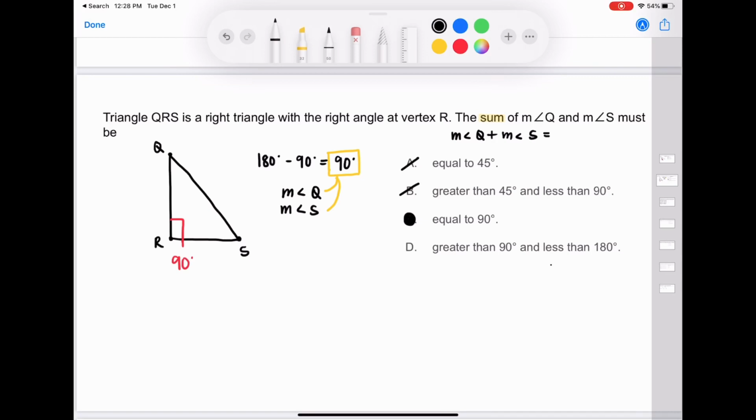Well, we already found out that the sum must be equal to 90 degrees. It doesn't matter what the actual angle measure of Q and S is. We're worried about the sum. So the sum must be equal to 90 degrees. Therefore, we can also eliminate D because D states greater than 90 degrees and less than 180. Therefore, our answer choice is C. Let's move on.